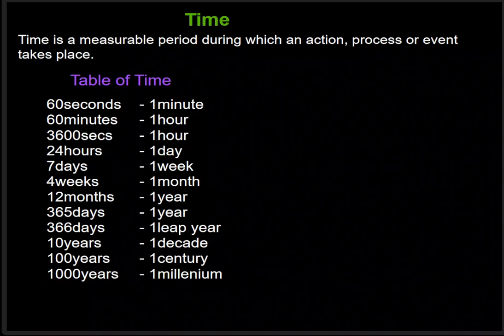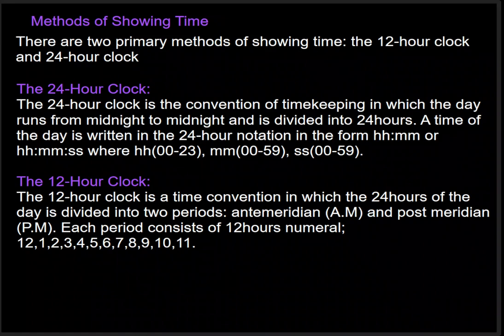We have 10 years make one decade, and 100 years make 1 century, and then 1,000 years make 1 millennium. So these are some table of time which we'll be dealing with, which are common, though there are other ones to be added to the list. Right, so let's see what we'll be having.